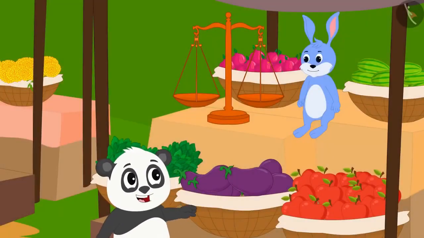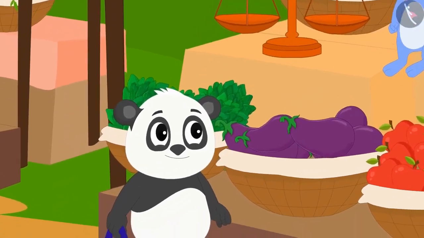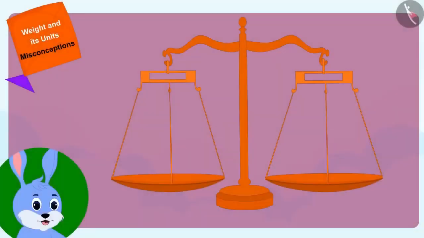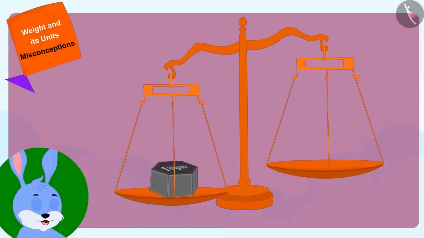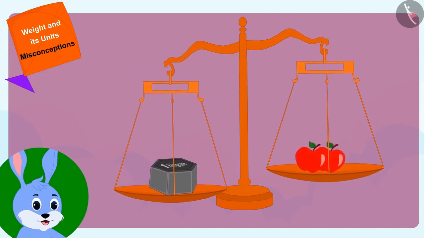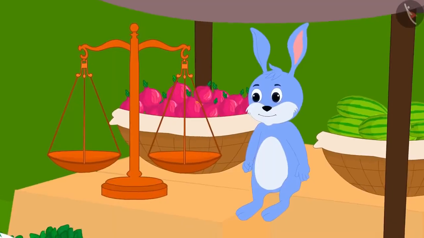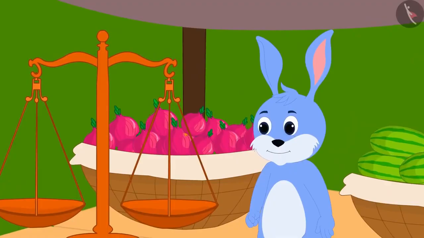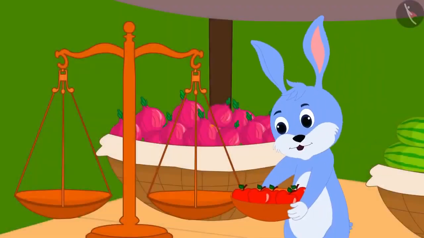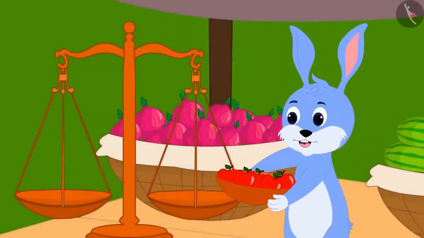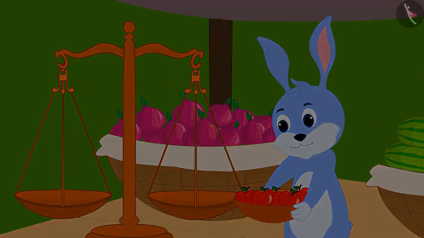Bunny, give me apples for 50 rupees, please. Golu said to Bunny. Bunny put a weight of 1 kilogram in one plate of his weighing scale and weighed apples in the other plate until the two plates came to the same level. Then Bunny said to Golu, Here you are, 1 kilogram of apples for 50 rupees.